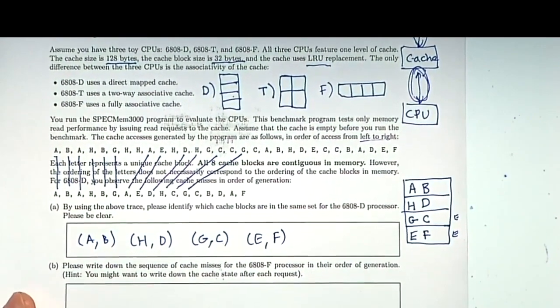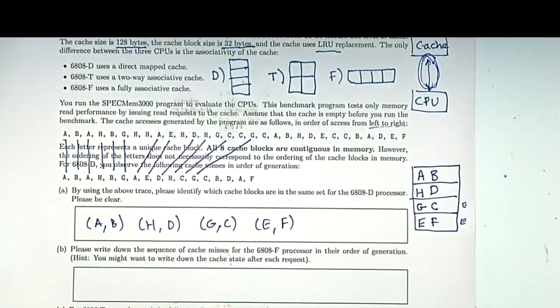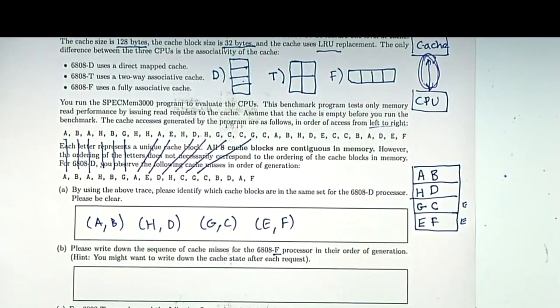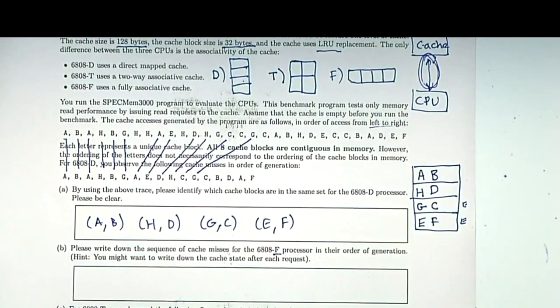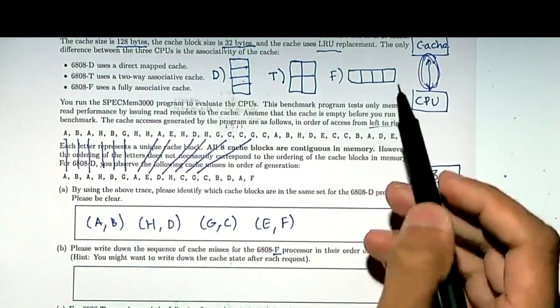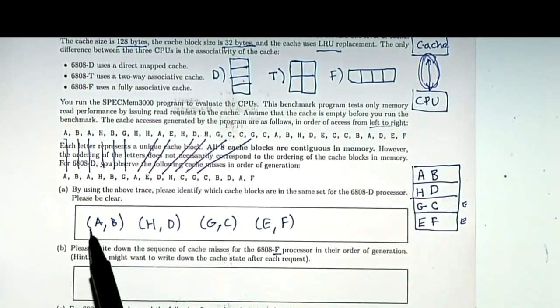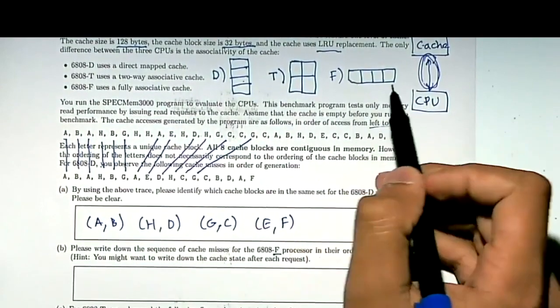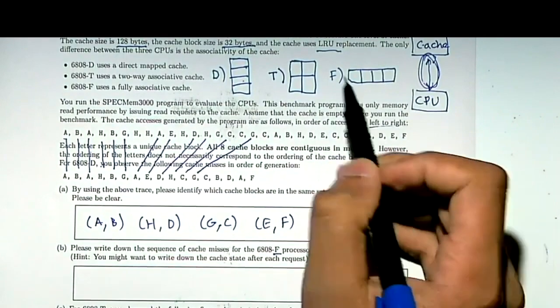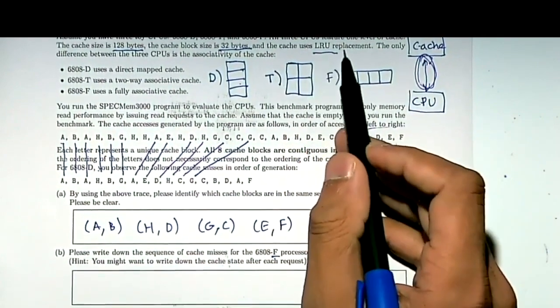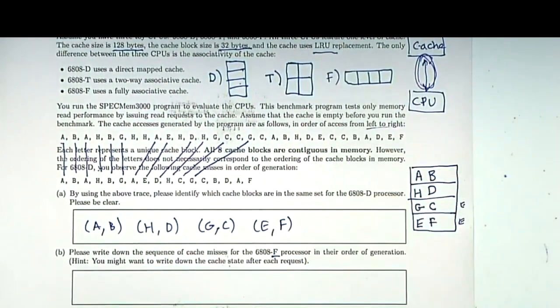Okay. So part B asks us to write down the sequence of cache misses for the F processor in order of generation. And so F is our fully associative processor, and our fully associative cache. And so we know that in the fully associative cache, every single one of these cache blocks will map to just the only set there is, but it can occupy any of these positions. And we're also told that the cache uses an LRU replacement policy, right? So we know which ones get evicted when an eviction occurs.